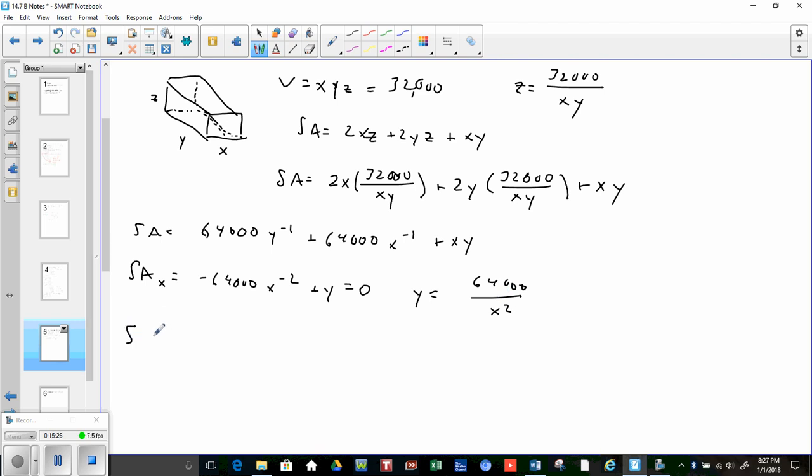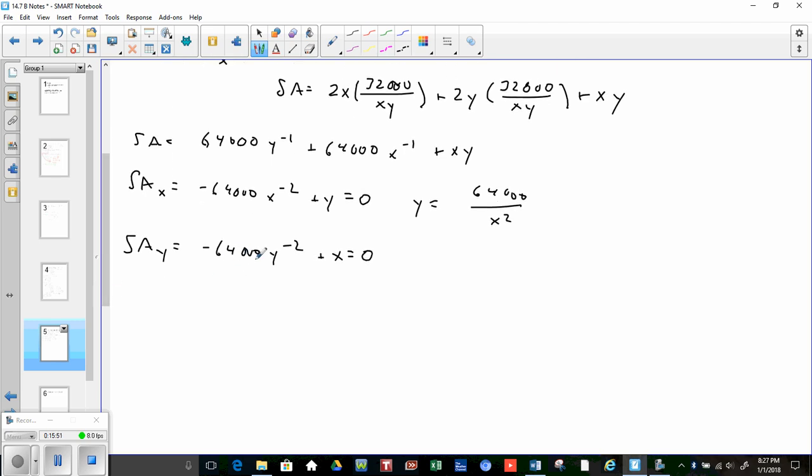So let's go ahead and take the partial with respect to y. Pretty much the same thing here, except this term is going to go away, so it'll be a negative 64,000 y to the negative 2. And then the derivative of this one is plus x equals 0. So this is the same as negative 64,000 over y squared plus x equals 0.